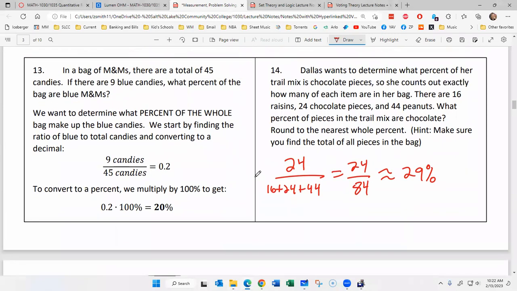I don't know, 29% of that's chocolate. Anything less than 100% makes me worried.